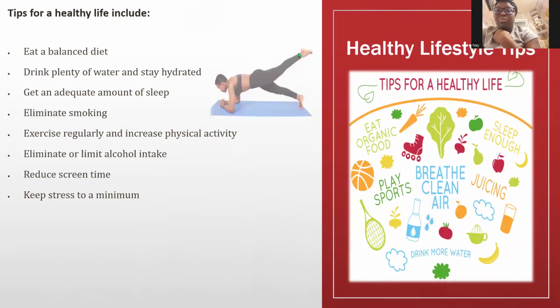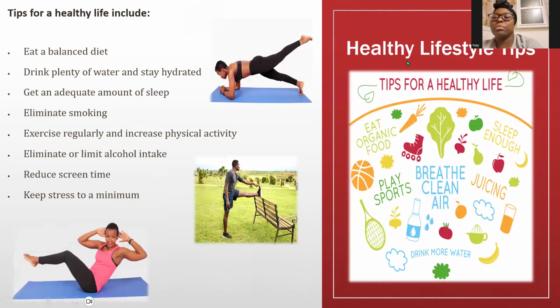So now we're going to look here, and these are some tips for a healthy lifestyle. Things that we try to encourage every person to do is to eat a balanced diet. That means including fruits, vegetables, whole grains in your diet, drink plenty of water and stay hydrated. Adequate amount of sleep. People don't really understand how important sleep is. Sleep is when our body is able to recover and actually reset itself. That's how we restore ourselves, by getting some sleep. Eliminate any smoking, exercise regularly, increasing physical activity, limiting or eliminating alcohol intake, and reducing screen time.